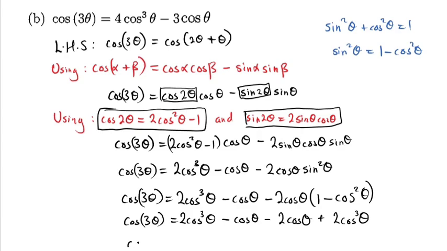Then in the final step, it's just a matter of grouping like terms. In this case, the like terms we have are the cos cubed. 2 cos cubed plus 2 cos cubed will be 4 cos cubed. Then the two negatives are also like terms. If we put them together, we'll get 3 cos theta. So there we have it.